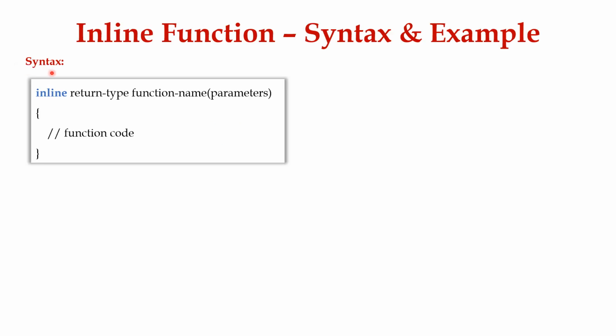Now let's learn about the syntax for inline function. Inline is a keyword followed by return type, then function name followed by list of parameters. Next, we have open curly parentheses followed by function code, that is statements to be executed in inline function, then ended with closed curly parentheses.